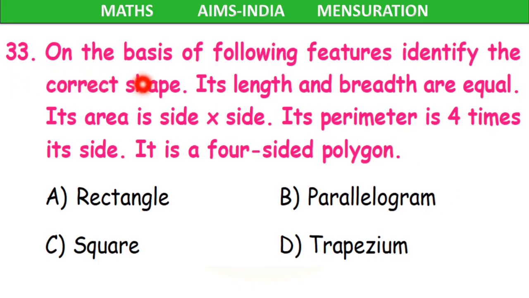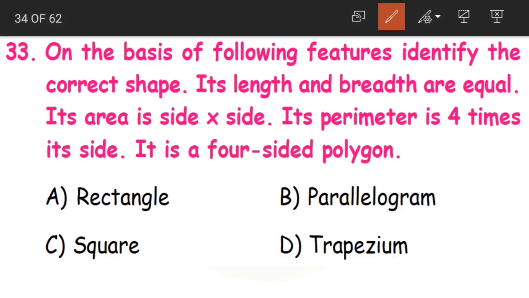Coming to question 33. On the basis of the following features, identify the correct shape. Its length and breadth are equal. Its area is side into side. Perimeter is 4 times its side. It is a four-sided polygon. Polygon means a figure which has more than two sides. Understood? A figure which has more than two sides.